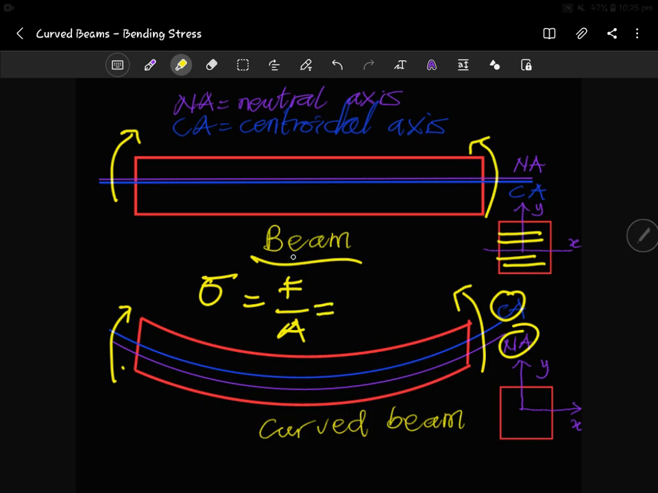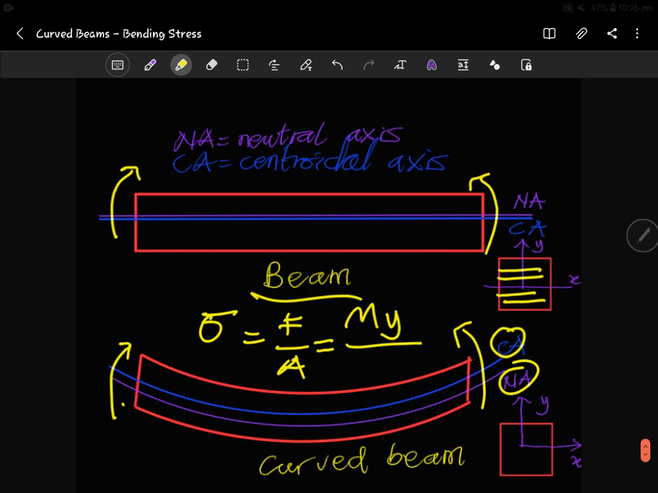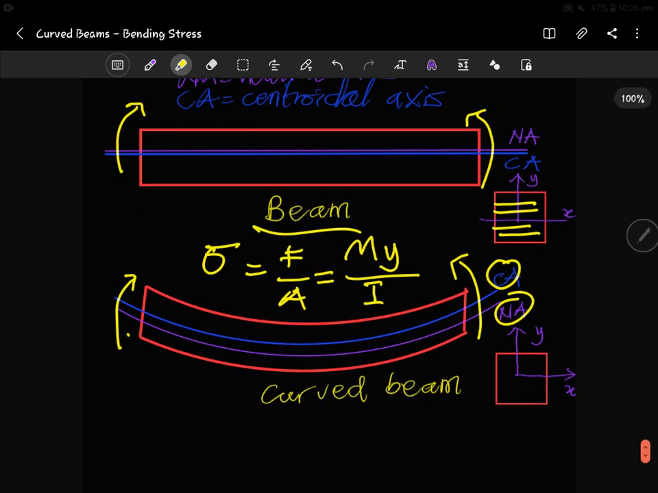So for this straight beam, the equation for describing that is the moment times y, over I. This y here is the position from the centroidal or the neutral axis, since we are talking about the straight beam. And then we have the I, which is a sectional property. But when it comes to the curved beam, there's a slight difference. Are you okay? So the stress can be expressed in this way or in this way.